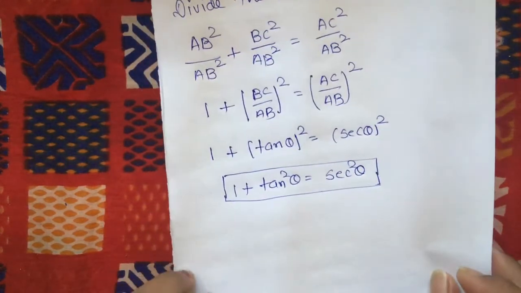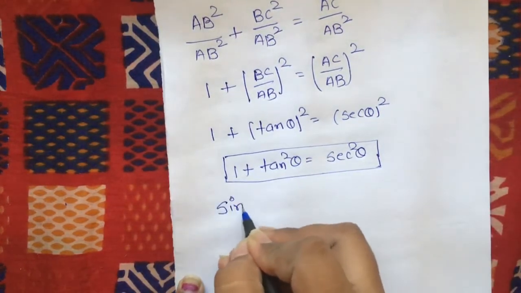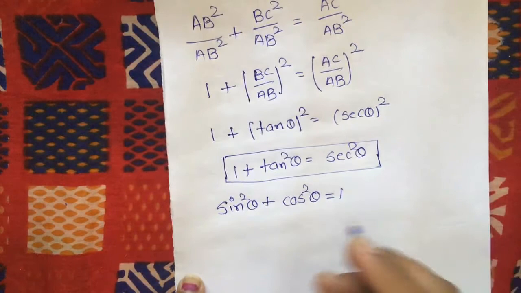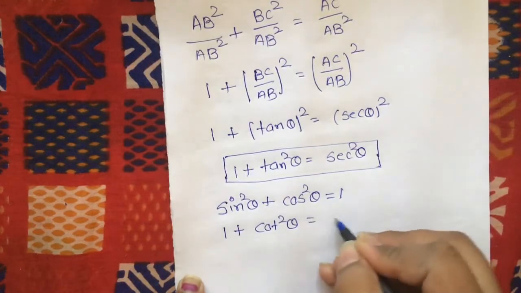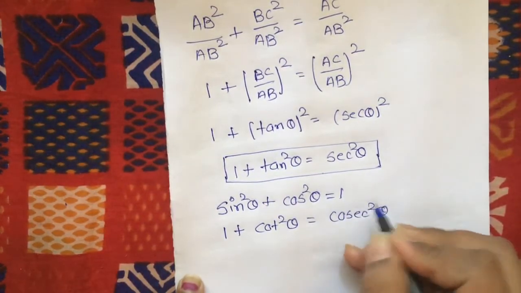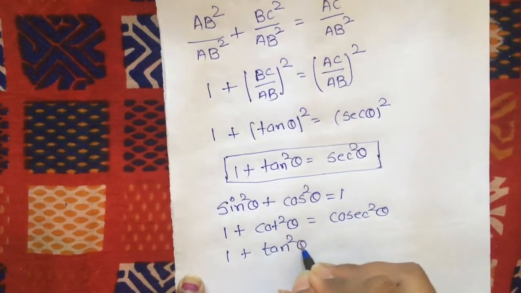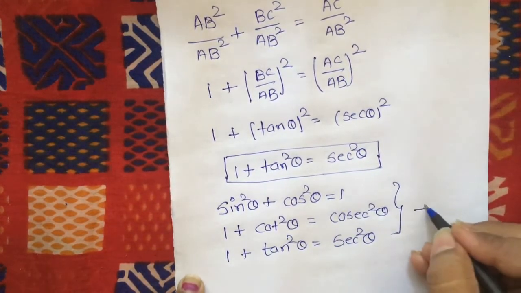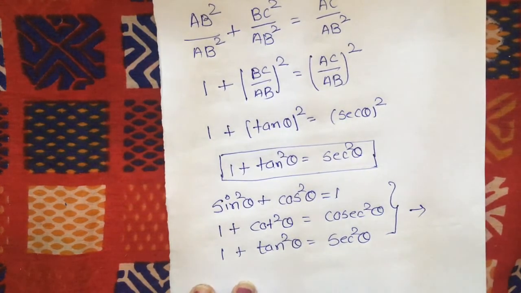Let's write the three different identities. First, sin square theta plus cos square theta is equal to 1. The second one is 1 plus cot square theta is equal to cosec square theta, and the last one is 1 plus tan square theta is equal to sec square theta. These are the three identities which we are going to use in exercise 8.3 and 8.4 and in chapter number 9. So we will stop here.